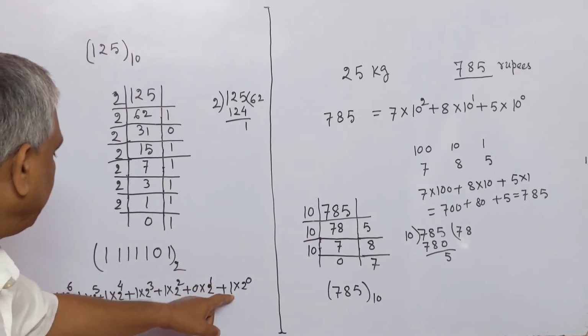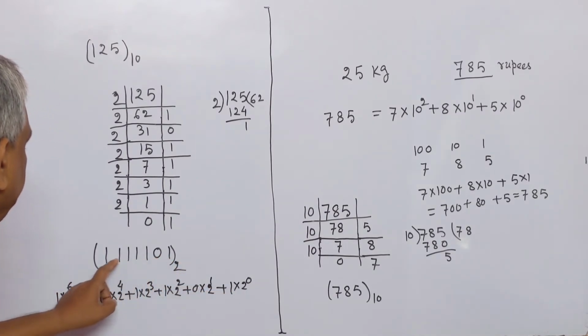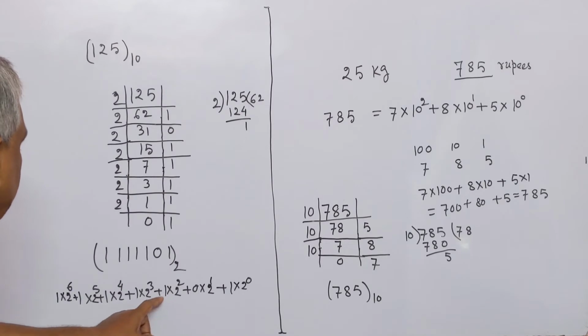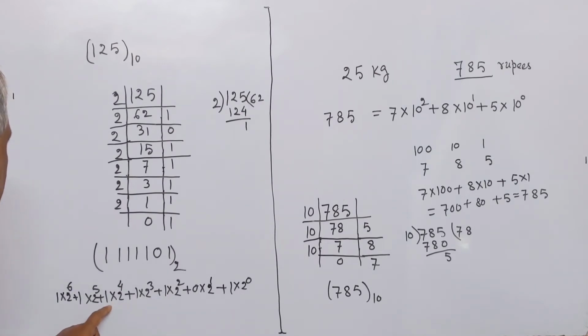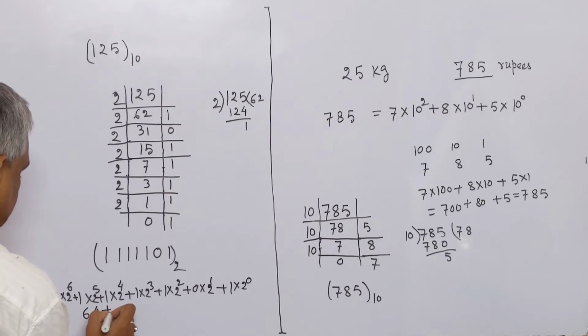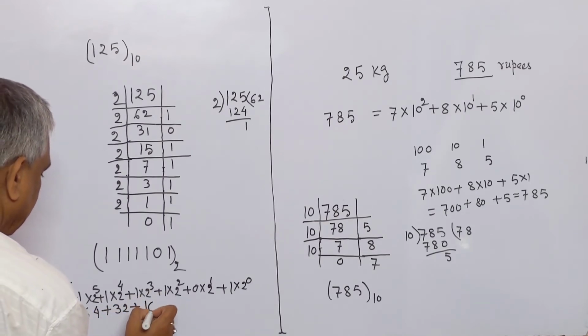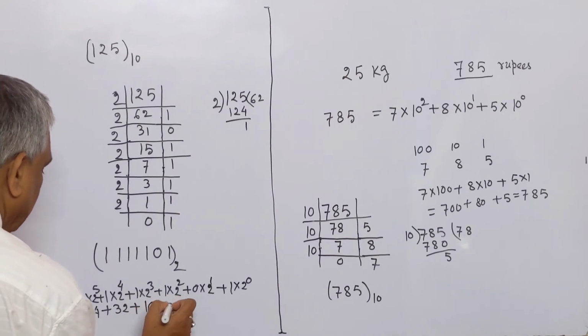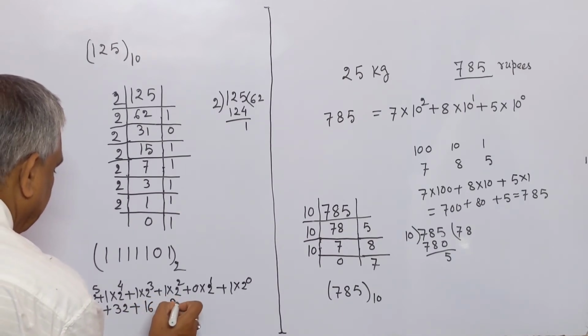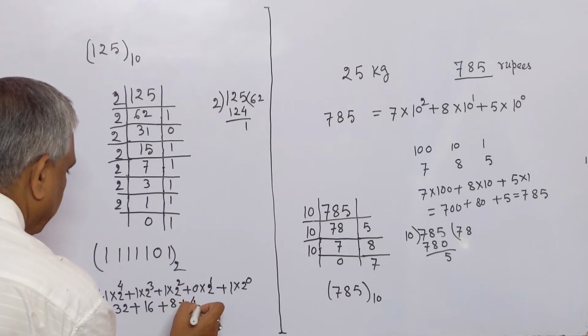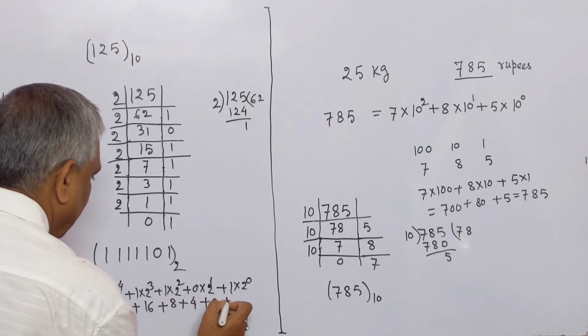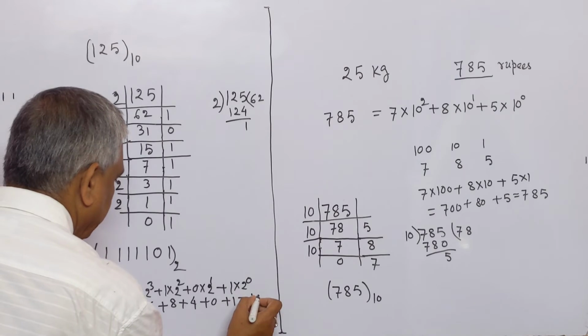Here 1, here 0 and here 5 ones: 1, 2, 3, 4, 5. So 2 to the power 6 is 64 plus 32 plus 16 plus 8 plus 4 plus 0 plus 1. This is 125.